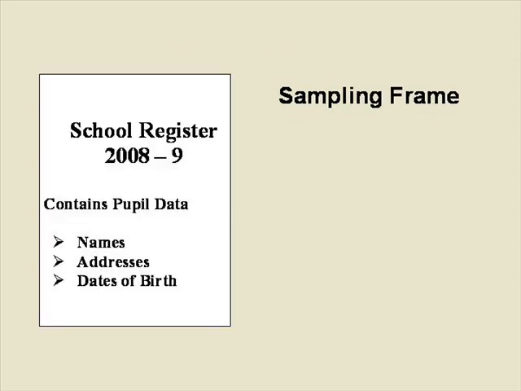Obviously, this is only possible if the researcher knows who is in the population, and in some cases a sampling frame or list may be available. Schools keep registers, voters are listed on the electoral register, and hospitals keep records of patients, although the sociologist may not be able to access them. Even if a sampling frame exists, it may be incomplete or out of date.